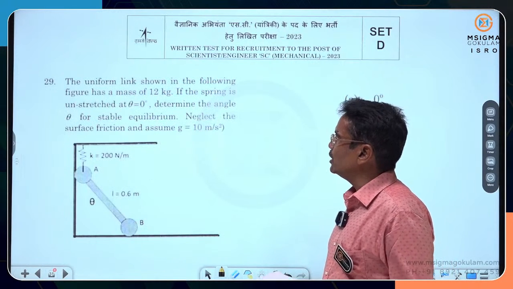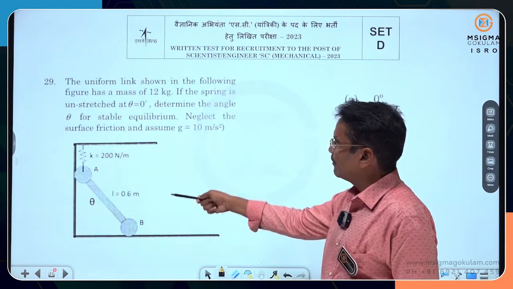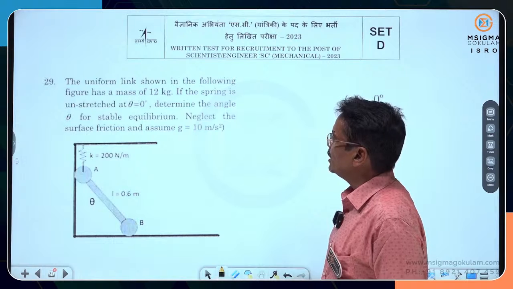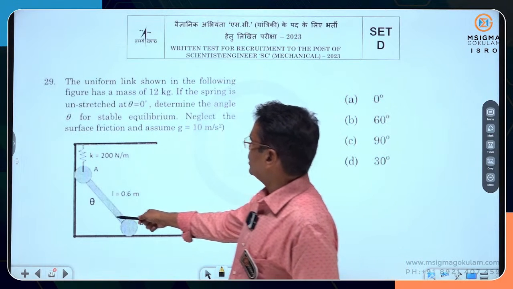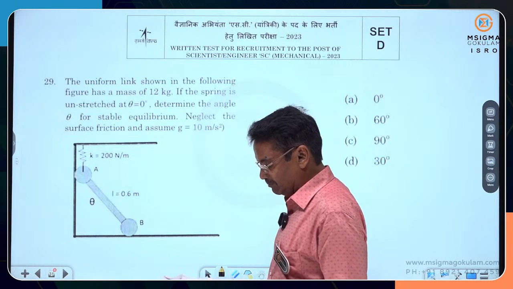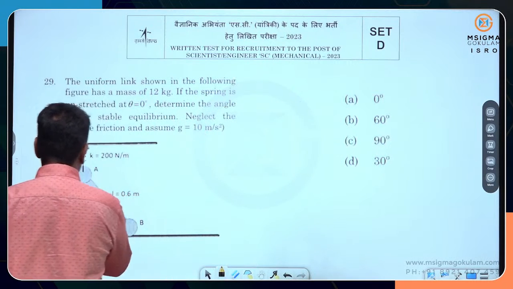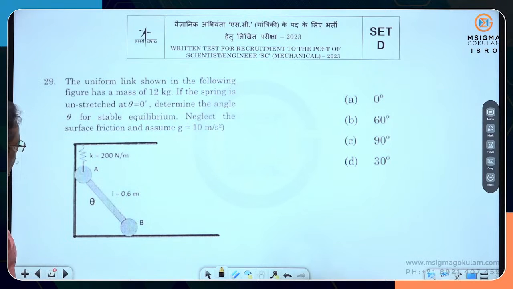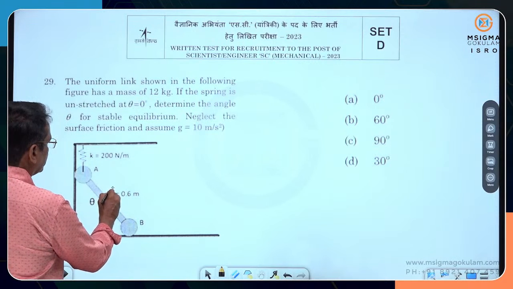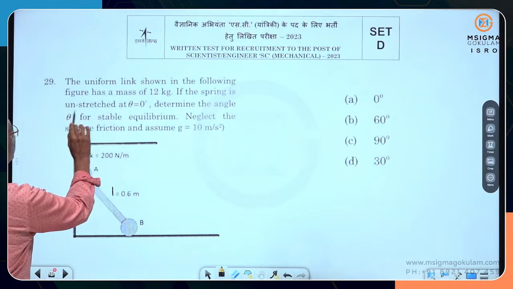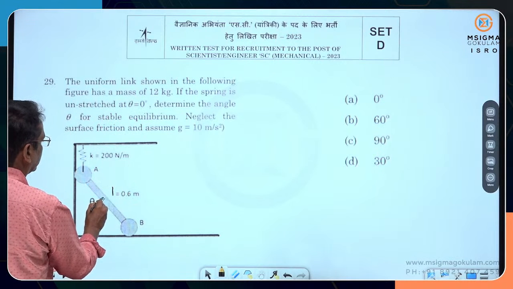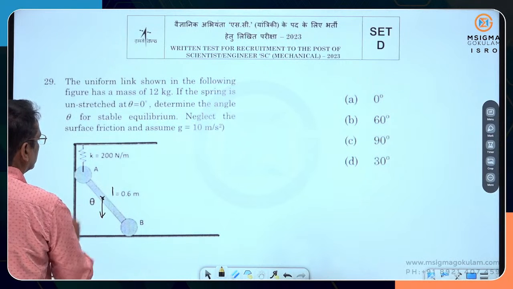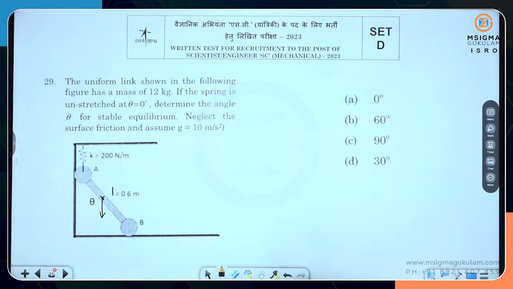The uniform link shown in the following figure has a mass of 12 kg. If the spring is unstretched at theta equal to 0 degrees, determine the angle theta for the stable equilibrium. Neglect the surface friction, there is no friction here, and assume g is equal to 10 meters per second square. This length is 0.6 meters. The uniform link has a mass of 12 kg, which will definitely act at the center of gravity. This is the center of gravity. We have to determine this angle theta for the stable equilibrium.